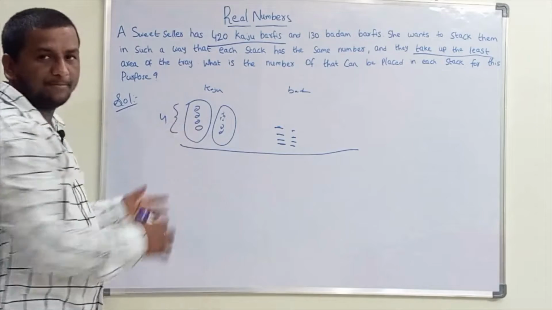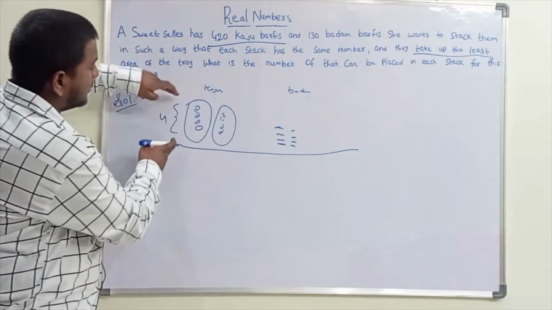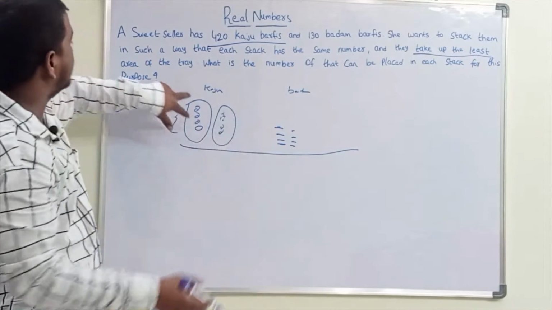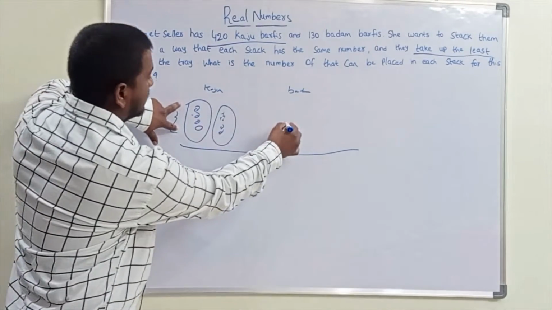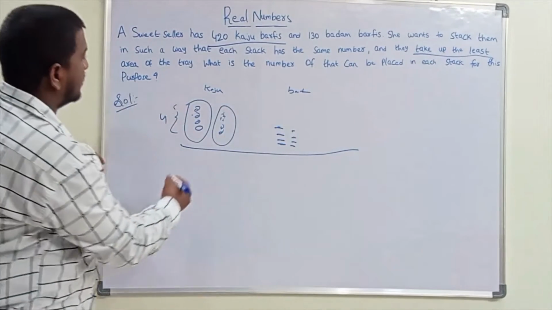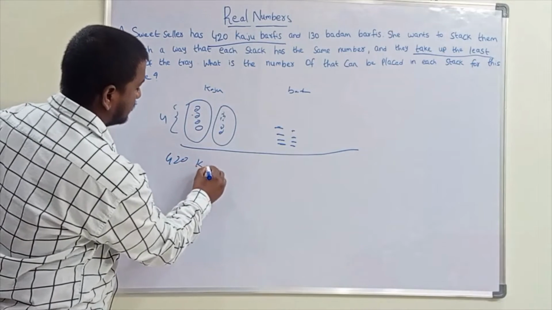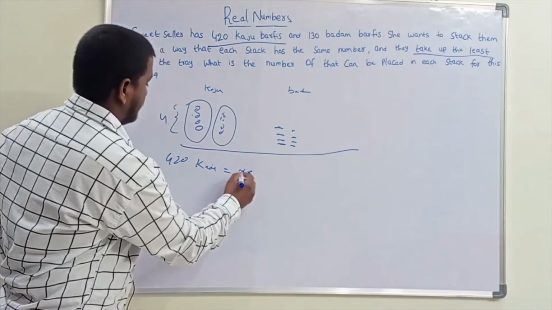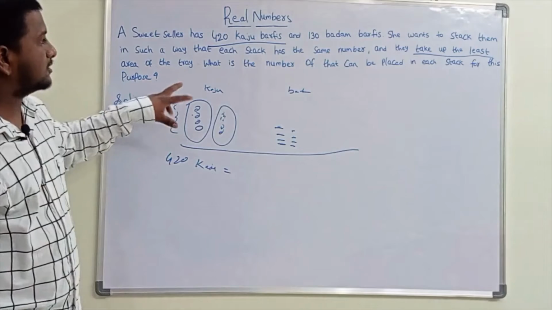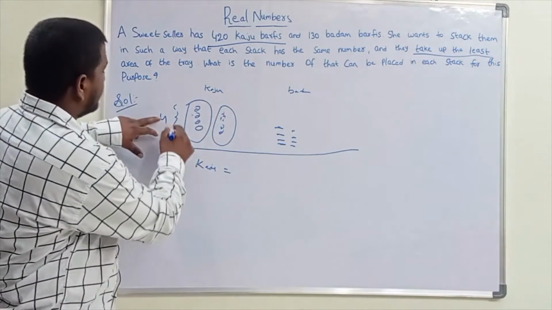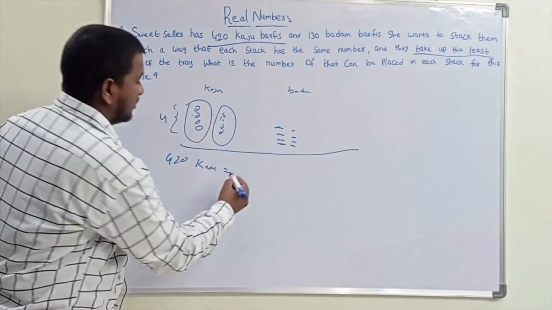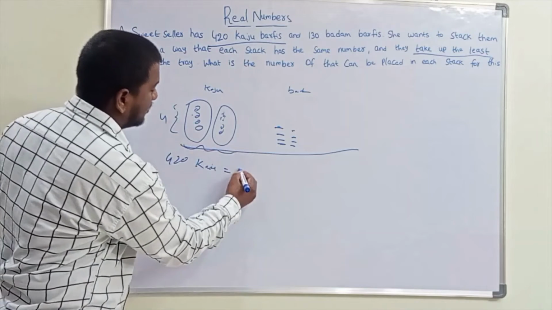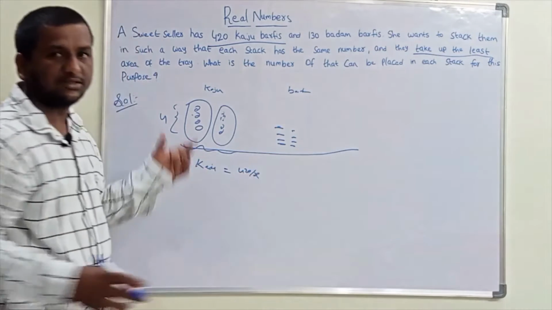Here the stack size is 4, right? So what is the maximum number that we can increase the stack size to? And both, if you see here, the stack size of badams and kajus should be the same. So here, 420 kajus, let's say the stack size is x. Each stack is x, and we will have a number of stacks. Let's say each stack size is x, then how many stacks will there be? That is 420 divided by x, because each stack size is x.